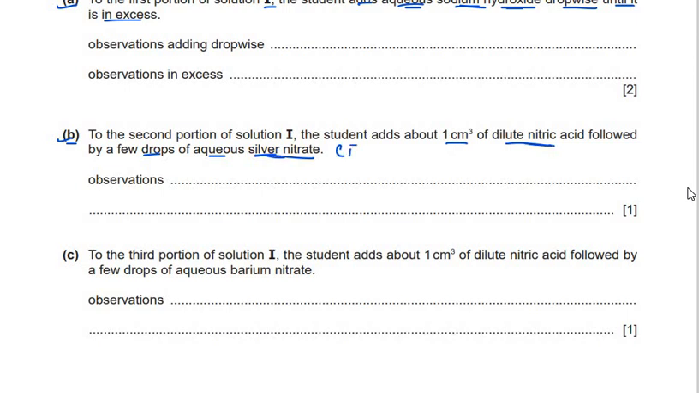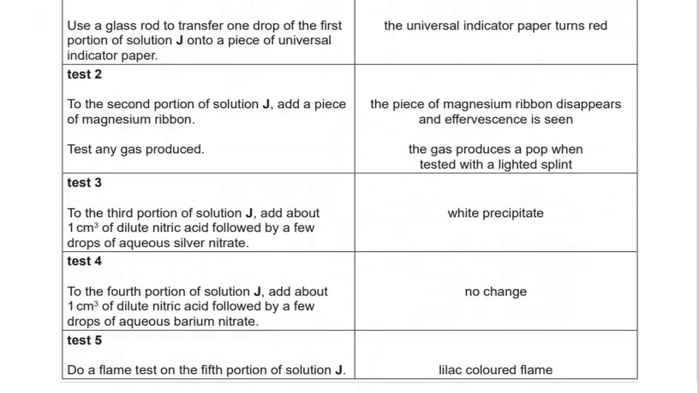Now let's understand that this is the test to check chloride, bromide or iodide ions. And the third portion, the solution I, student adds 1 centimeter cube of dilute nitric acid followed by few drops of barium nitrate. Barium nitrate, if you check the anion table, we'll understand that that's the test for sulfate ion. So obviously this test we are going to get the positive. Let's see what do we get with sodium hydroxide for chromium ion.